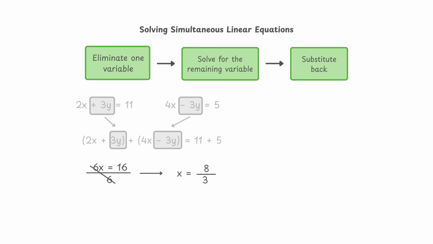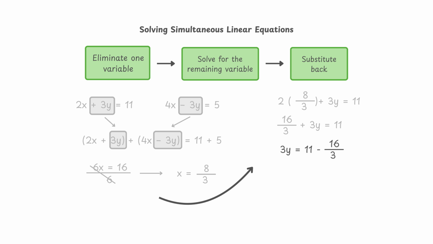Next, substitute the value of x back into one of the equations. Use the first equation. 2 times 8 over 3 plus 3y equals 11. This gives 16 over 3 plus 3y equals 11. Now move 16 over 3 to the other side. 3y equals 11 minus 16 over 3. Convert 11 to thirds. 3y equals 33 over 3 minus 16 over 3. So we get 3y equals 17 over 3. Now divide both sides by 3. y equals 17 over 9.